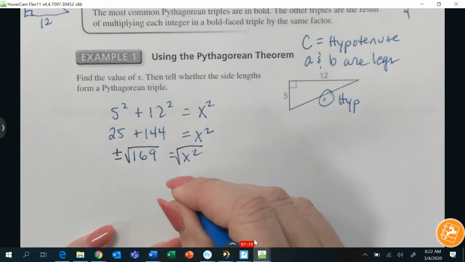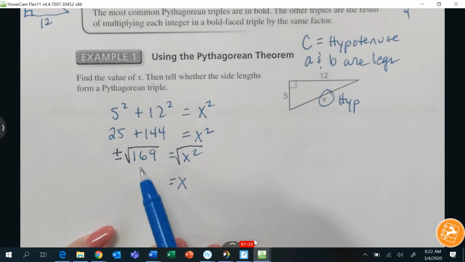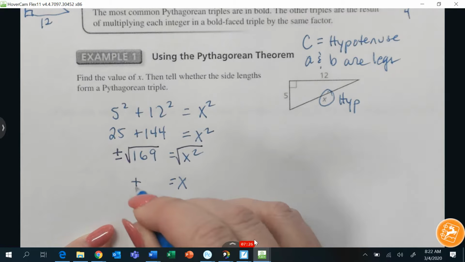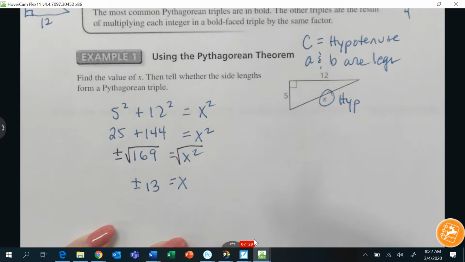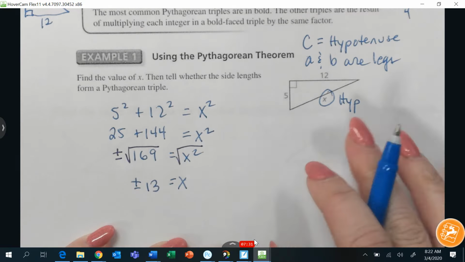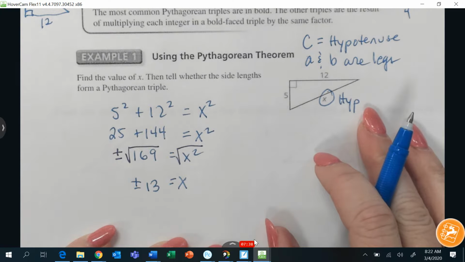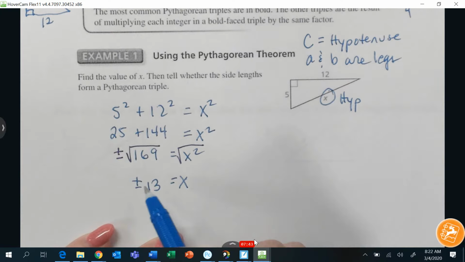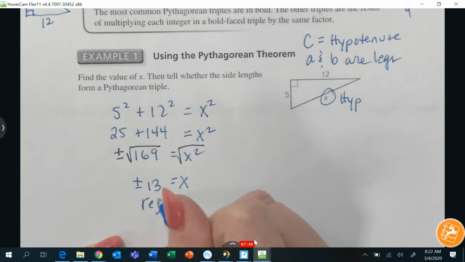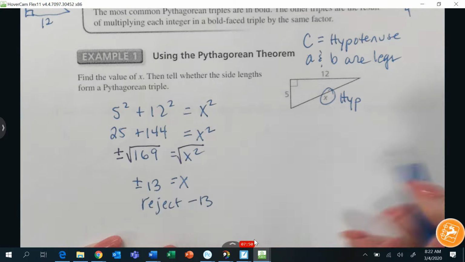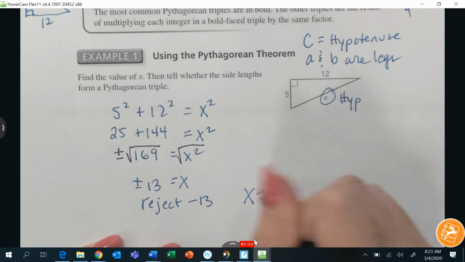So now I'm going to have x equals, does anybody know the square root of 169? It is 13, so I have plus minus 13. Now I'm going to look at my actual triangle. I have a positive 13 and a negative 13. Can I have a negative 13? No. That's how I solve the equation, but I can't have a negative 13 for my answer, so I'm going to reject negative 13. We're only going to have x equals positive 13.